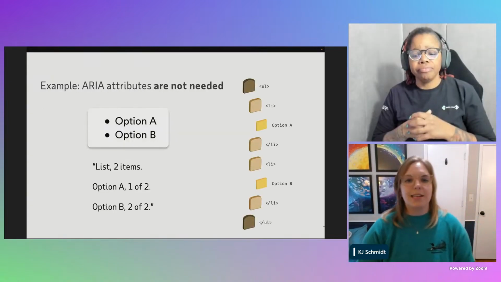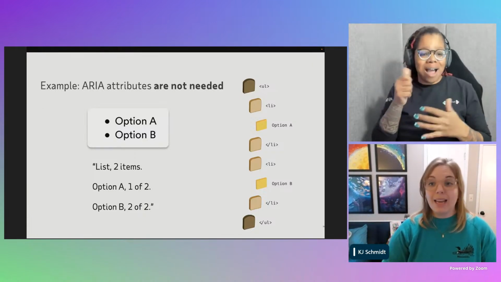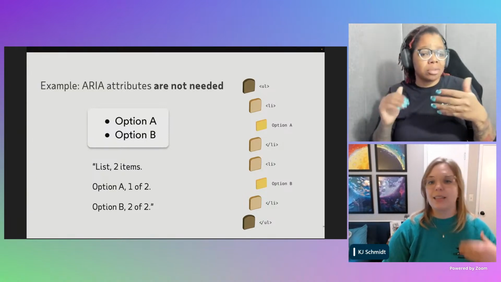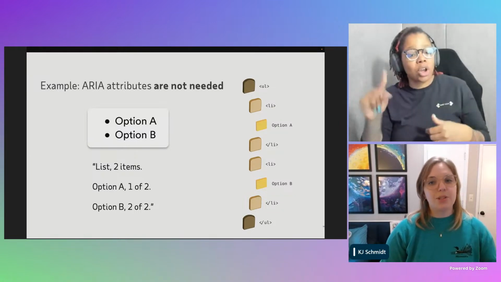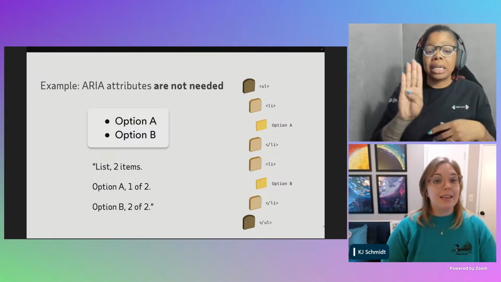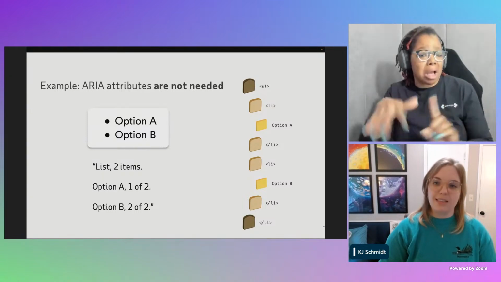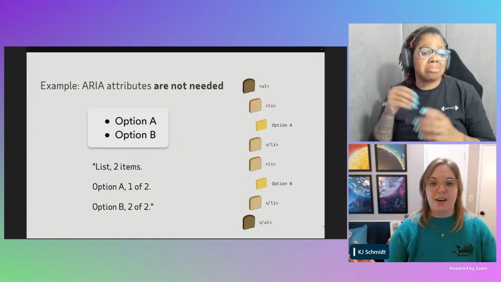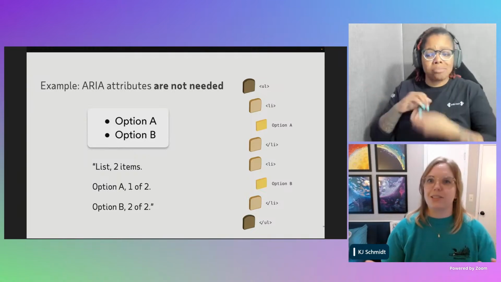So let's go back to our example of our bid sandwich, or the unordered list. Without any added ARIA attributes, screen readers announce something like list, 2 items, option A, 1 of 2, option B, 2 of 2. And that's great. We don't need any additional context to understand these list items. The built-in context is sufficient, and we don't need any ARIA attributes. This is something that we can collaborate with our developers and testers to find out.